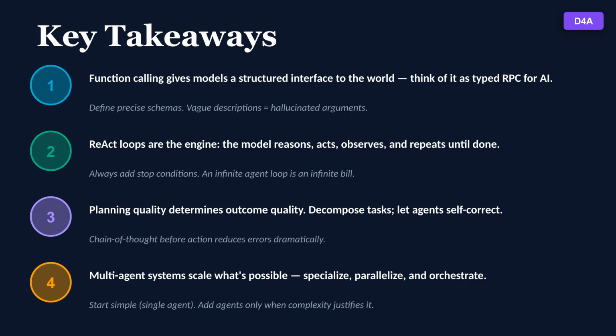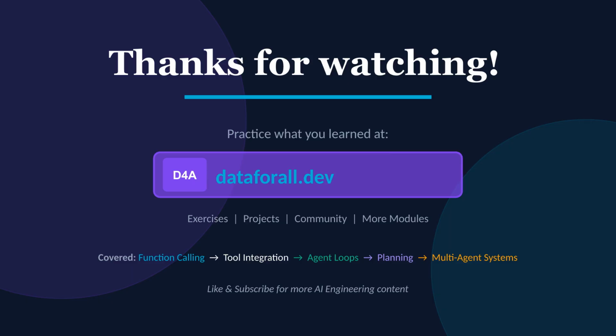3. Planning quality determines outcome quality. Decompose tasks and let agents self-correct. Chain of thought before action reduces errors. 4. Multi-agent systems scale what's possible. Start with a single agent. Add agents only when complexity justifies it. That's AI agents and tool use. From function calling to multi-agent orchestration.